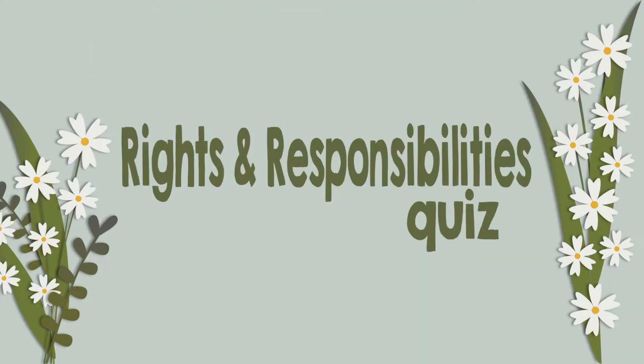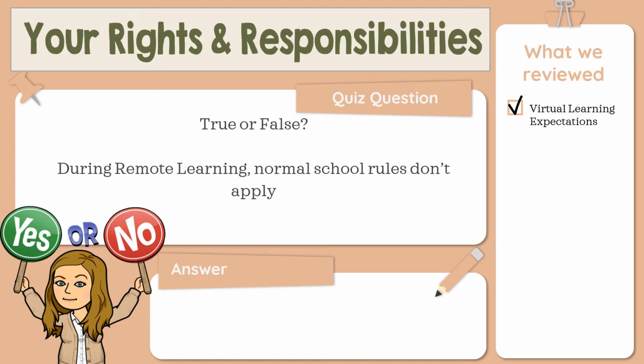Now that you've had a second to review the rights and responsibilities, we're going to take a quick quiz to see where you're at and to discuss some key issues. Question number 1 specifically applies to virtual learning expectations. It's a true or false: during remote learning, normal school rules don't apply. What do you think?